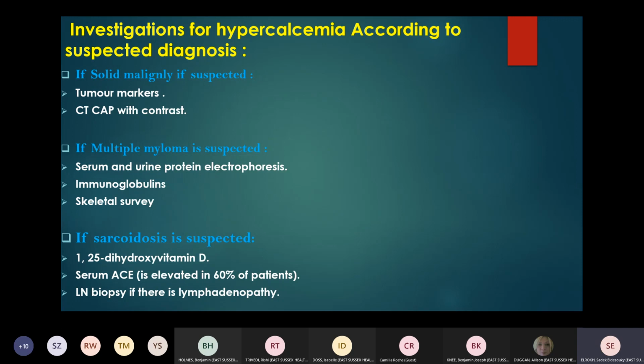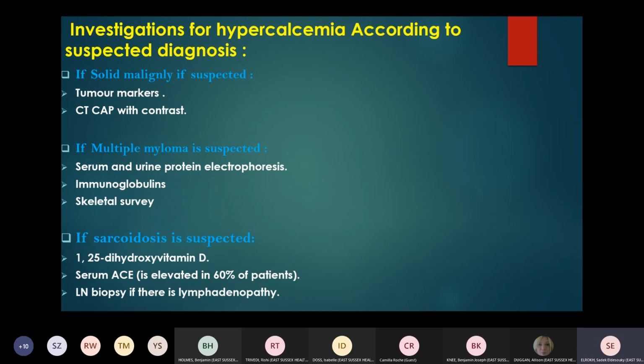If MM, multiple myeloma, is suspected, at that time you have to ask for serum and urine protein electrophoresis, immunoglobulin, and skeletal survey. You'll find these patients with multiple myeloma are coming with renal impairment in most of the cases, and body ache and backache. At that time, you have to think about multiple myeloma and send for investigation for MM, including serum and urine protein electrophoresis, immunoglobulin, and skeletal survey.